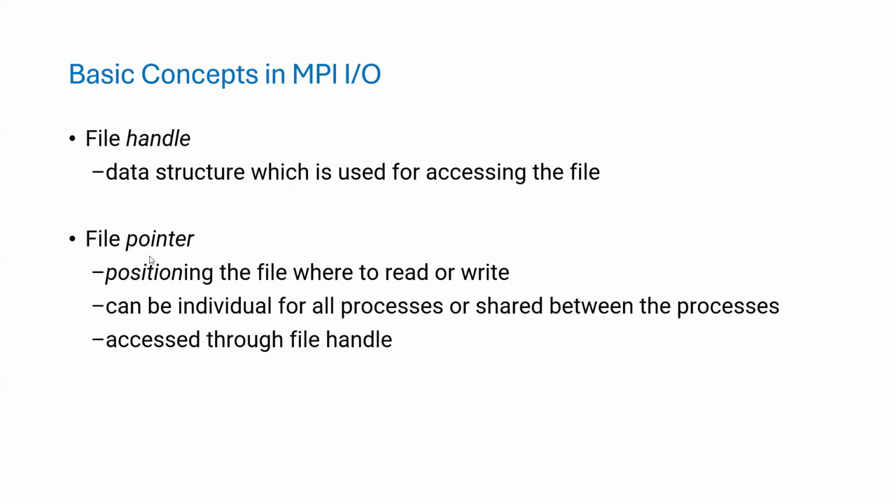And then there is the file pointer. The file pointer is basically the position in the file where to read or write. The file pointer is the key in the file seek, to set up the offset for each process to access which part of the file. It can be individual for all processes, or it can be shared between processes, so basically you do individual or you do collective. It is accessed through the file handle. So we'll bring this up again in the seek command.